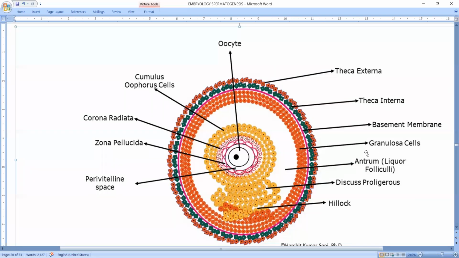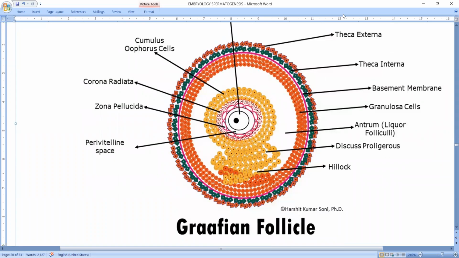Yeah, so here it is. So that is also known as liquor folliculi antrum. So here some liquid is present, that is called liquor folliculi, and this cavity is called antrum. So you should remember these parts very clearly.